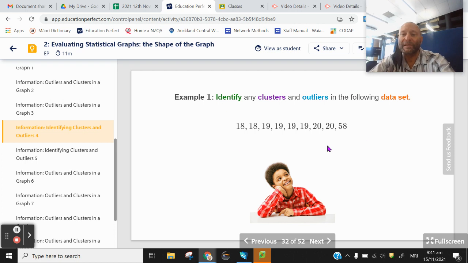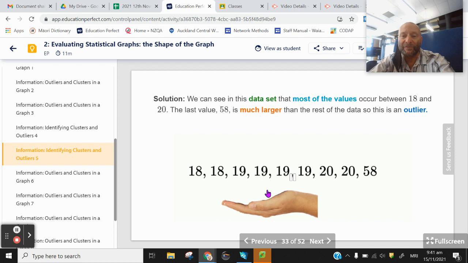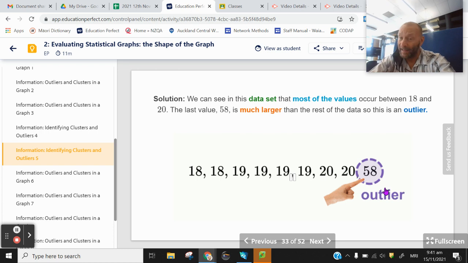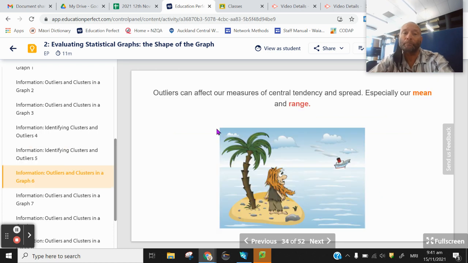So looking at this set of data, any clusters? A couple 18s, a bunch of 19s, a couple 20s, and then a 58. Well, these values of 18 to 20 are considered to be a cluster. And this one value well away from the rest, that's an outlier. And outliers can affect our measures of central tendency and spread, especially the mean and the range.